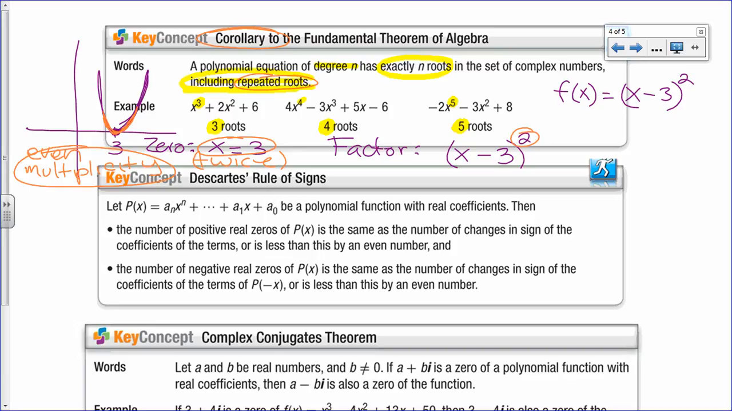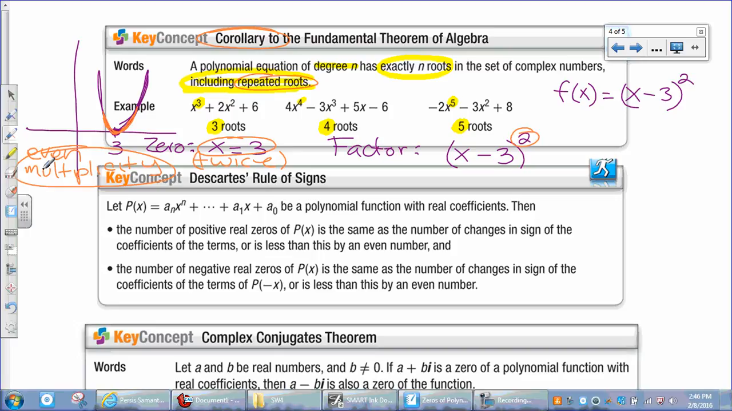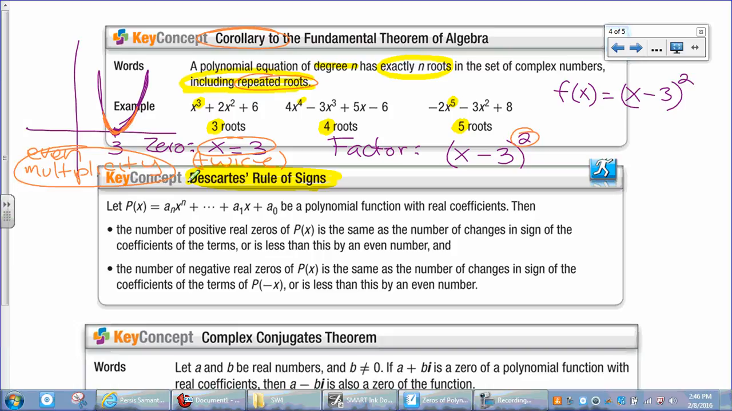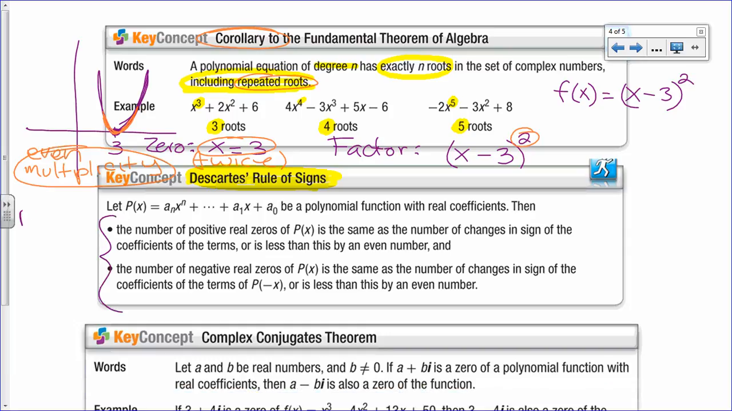All right. Now, new concept. Descartes' rule of signs. It is worded a little bit weird, but it's not very hard to use. Okay? And so what we're going to do here is this theorem is only good for 1 thing: to tell you the possible negative or positive number of real zeros.